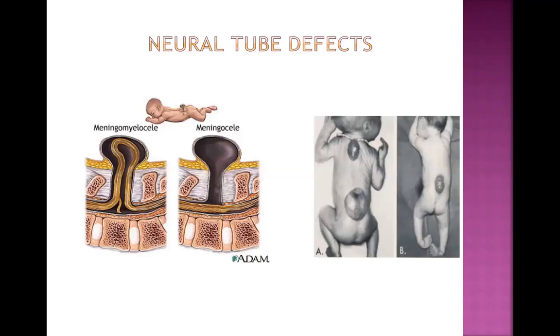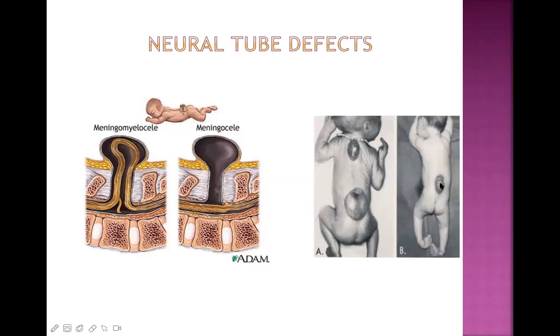Now look at this picture here for some time. Look at this baby first. This is occurring at the vertebra. This is also occurring at the vertebra. Only the places are different. So this is a type of neural tube defect which is occurring from the spinal cord.